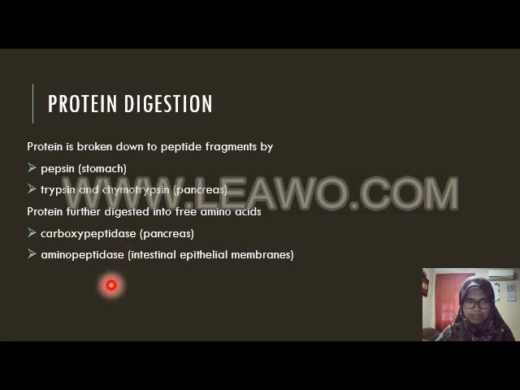carboxypeptidase and also aminopeptidase. Basically, pepsin is secreted in the stomach in the inactive form, pepsinogen, and then hydrochloric acid will convert the pepsinogen into pepsin, which is the active form. Then trypsin and chymotrypsin are secreted by the pancreas. And the small intestine secretes carboxypeptidase and also aminopeptidase, which will further digest protein into the smallest form of protein, which is amino acids.